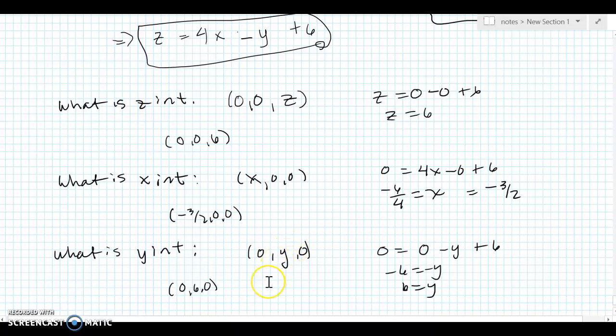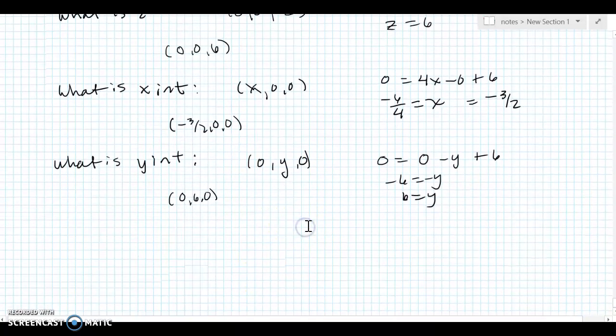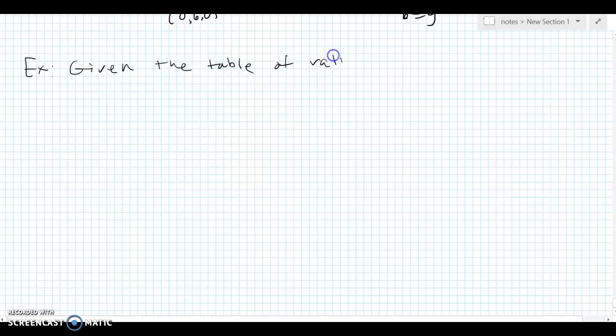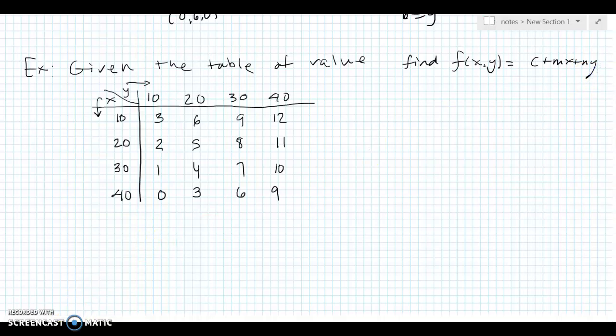Okay, so sometimes we don't have just points. Something totally different. Example: given the following table of values, find the function c plus mx plus ny. Okay, so sometimes we have a table of values.